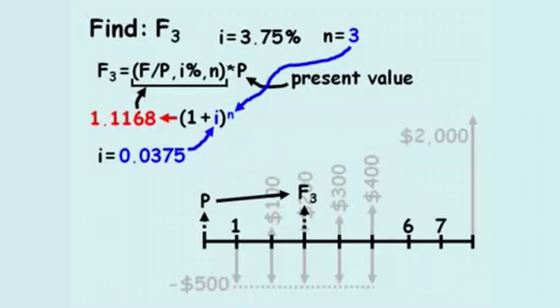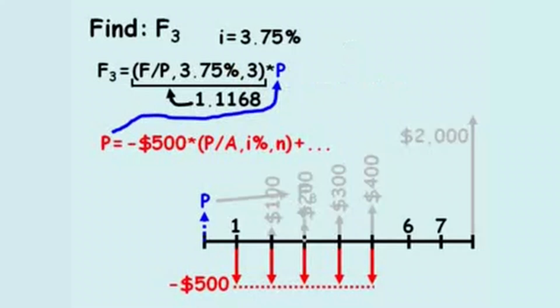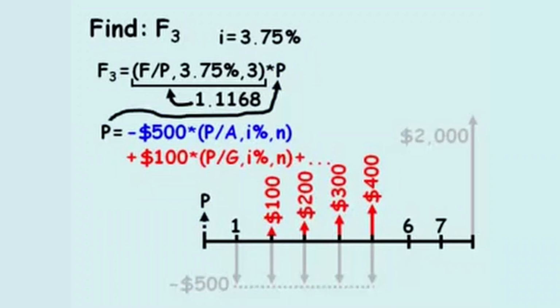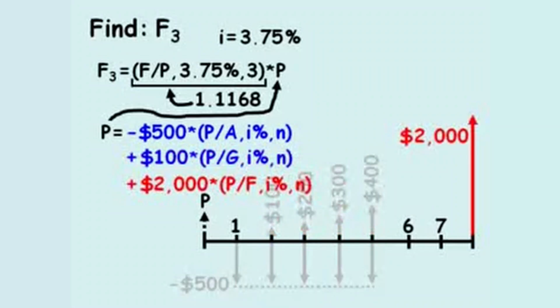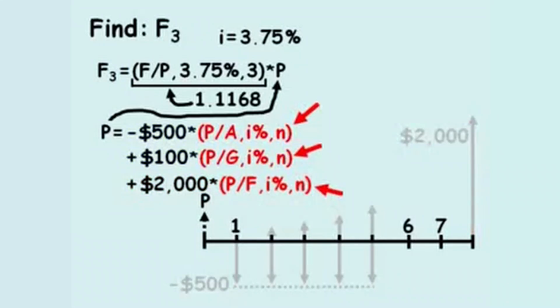Next, we need to calculate the equivalent present value, P. This equivalent present value will include 3 terms: a term to account for the negative uniform series cash flow, a second term to account for the positive gradient series cash flow, and a third term to account for the single positive cash flow at the end of year 8. So now, it's our task to compute 3 more discount factors in order to calculate P.